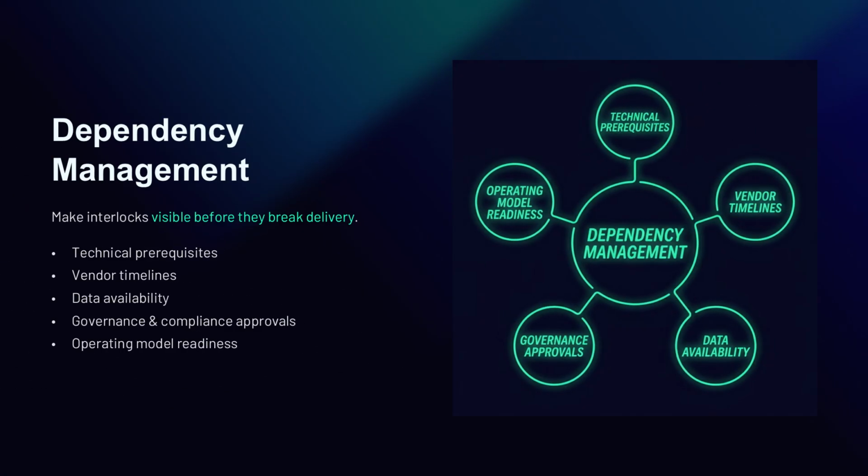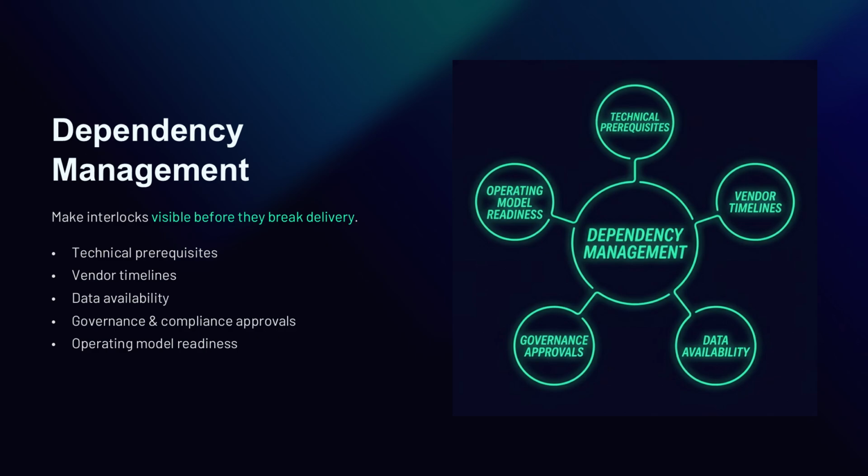Now that transition states are considered, you need strong dependency management because dependencies are the real constraints on sequencing. Dependencies include technical prerequisites, shared platform readiness, vendor timelines, data availability, and operating model readiness. They also include governance dependencies, such as needing risk acceptance or compliance approvals before certain migrations can proceed.